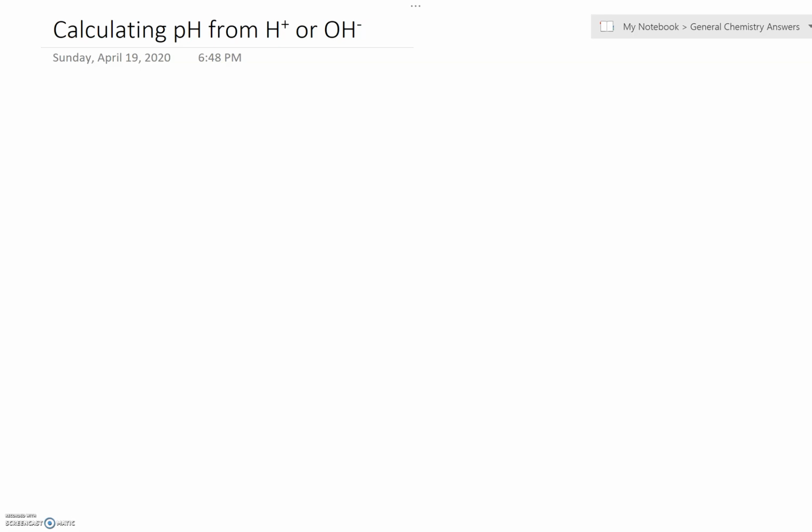Some of you have been asking when are we going to get to something called pH? Well, today is that day. Today we're going to be looking at how we calculate, how we find pH from the concentration of H+. It's super easy. And I want to get you all into the right mindset because we're going to be using something called the log function on your calculator.